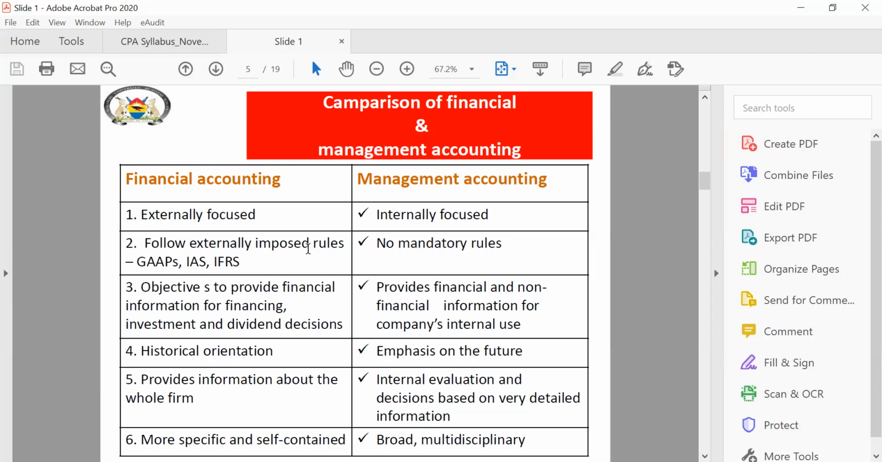Now, management accounting, when we are preparing reports for management, they don't have rules. What are the rules? We basically don't have mandatory rules, but the intention of management reports is to help management make decisions. So we tailor reports based on how best we think management will make sense of the reports to support them making decisions. So that is very important.